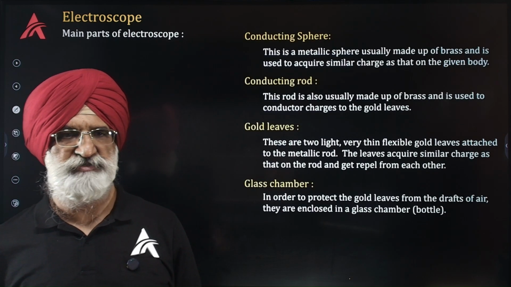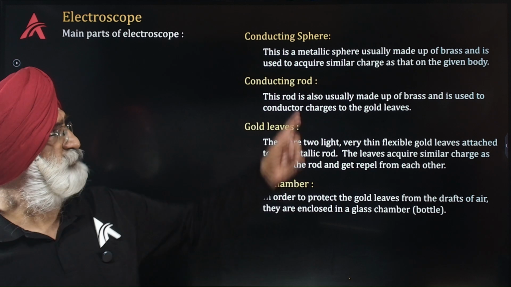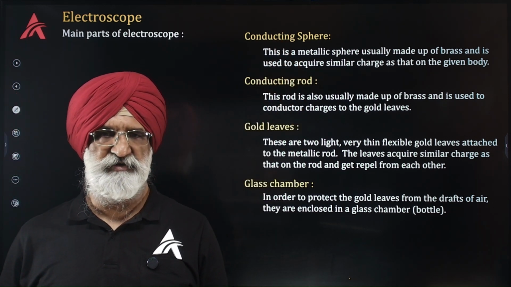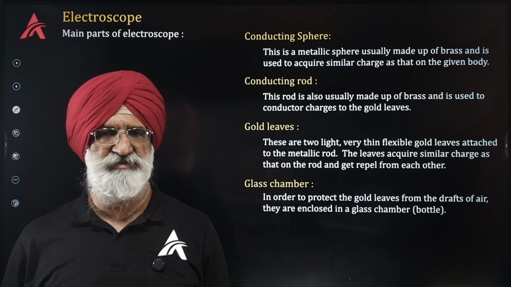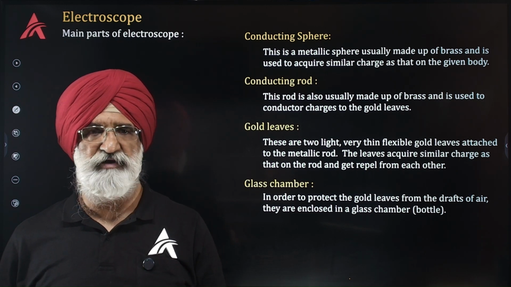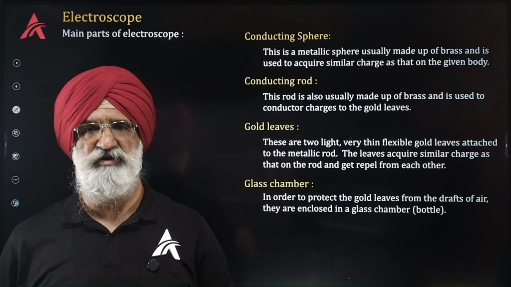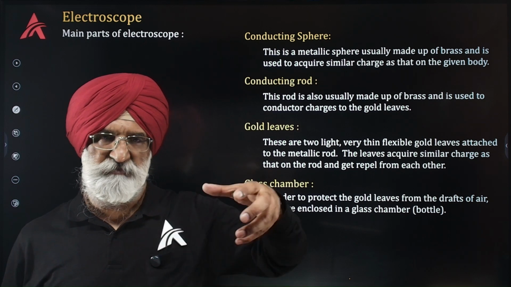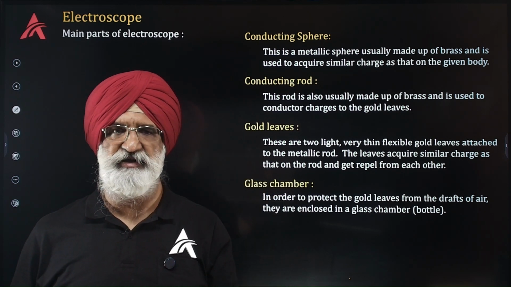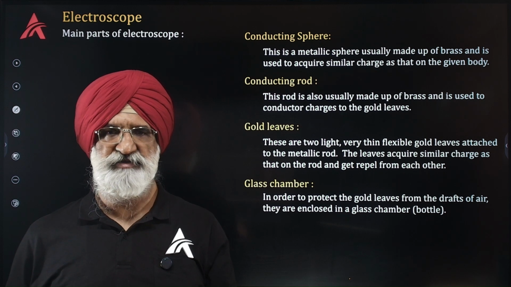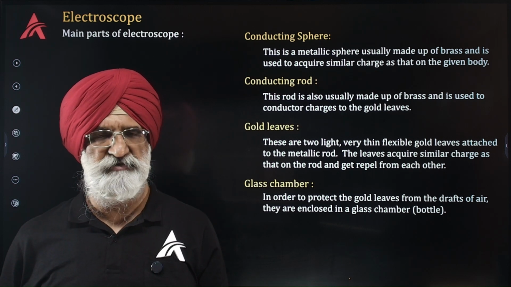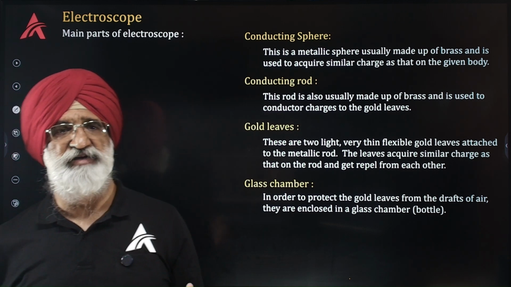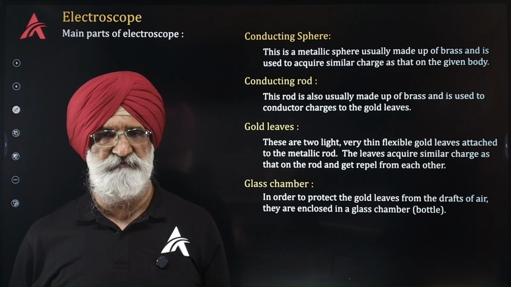What are the main parts of the electroscope? First is the conducting sphere. It is a metallic conducting sphere which is usually made up of brass, and it is used to acquire the same charge as that on a body. The second part is the conducting rod. The metallic sphere is attached to the conducting rod. This conducting rod is also made up of brass. Then why do we choose brass? We choose brass because brass is a very good conductor of electricity.